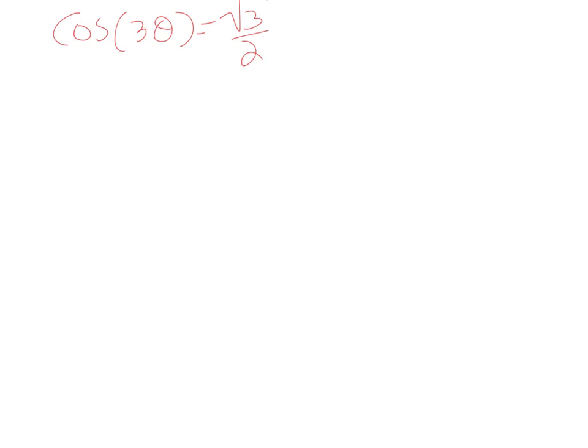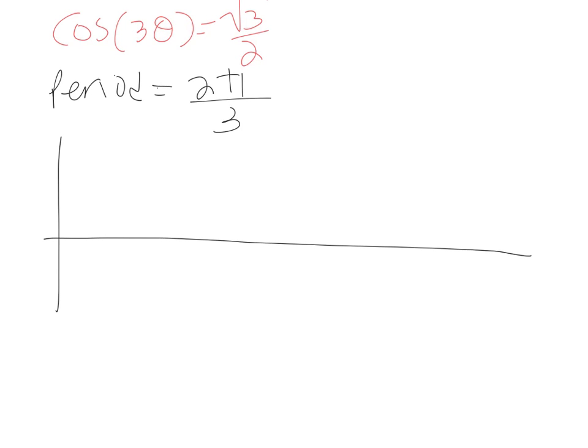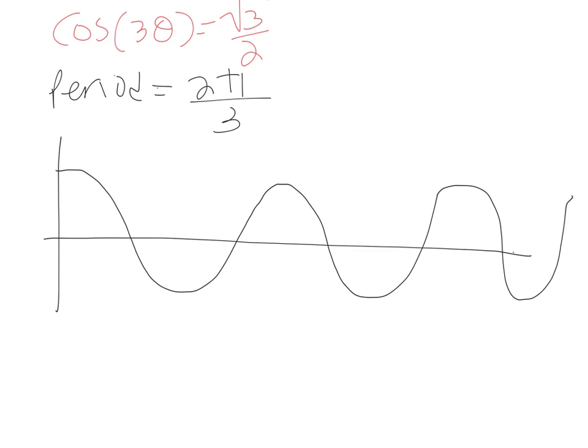So we know that, for example, if we look at the period, 2 pi over b, which is 3, so the period is 2 pi over 3. So if I think about it, I'm going to just draw three revolutions and see where it gets me.